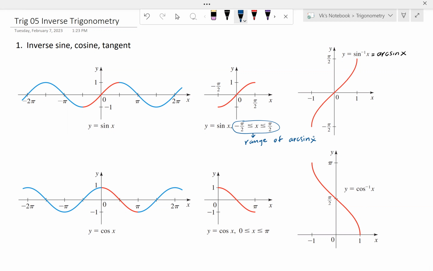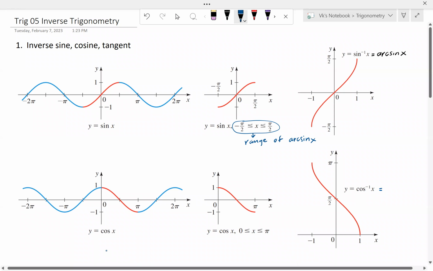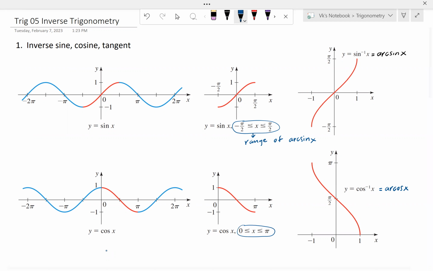For the cosine function, cosine is 1 to 1 for the interval from 0 to pi. And if we use that interval, then cosine has an inverse. And we call that inverse arc cosine. The range is between 0 and pi.